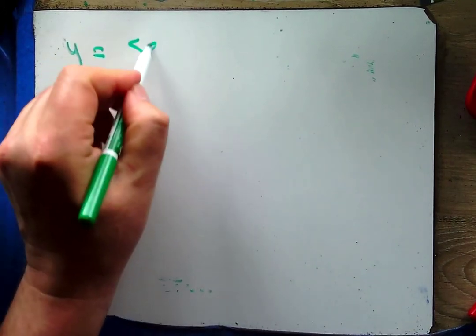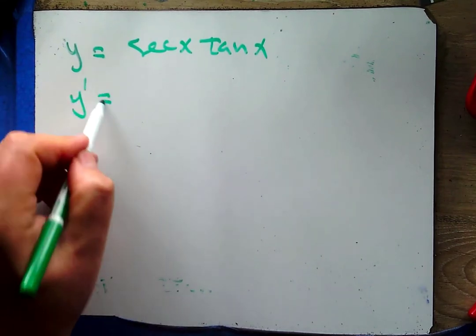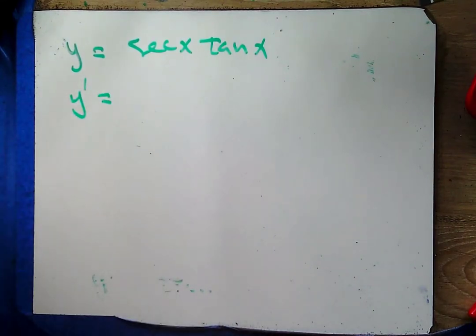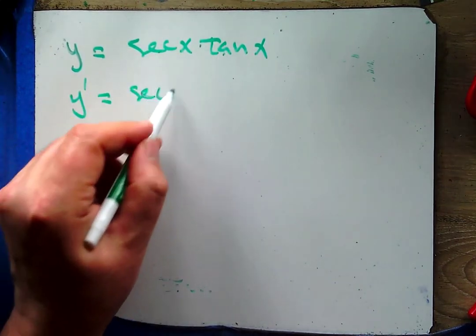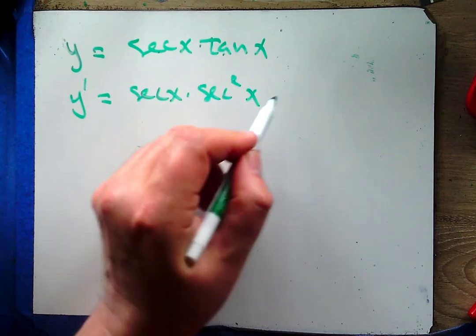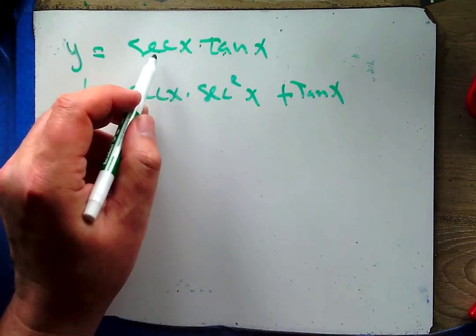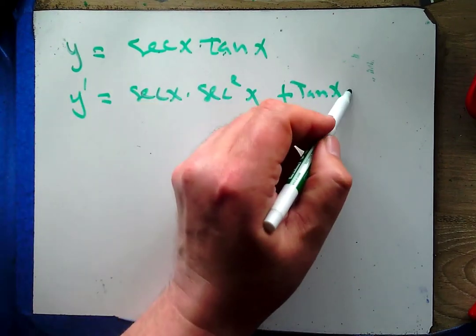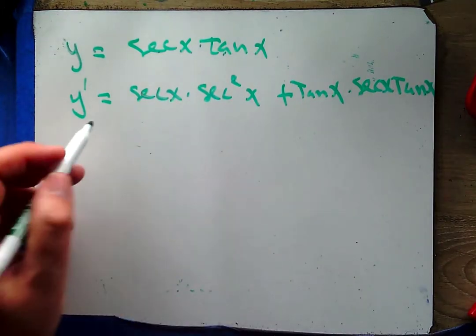Okay. How about this one? y equals secant x tangent x. What would y prime be? Pause the video, give it a try, come back when you want to check your answer or if you have some questions. So it's a product, so this times the derivative of that, plus this times the derivative of that. Do you remember the derivative of secant? It's secant tangent.